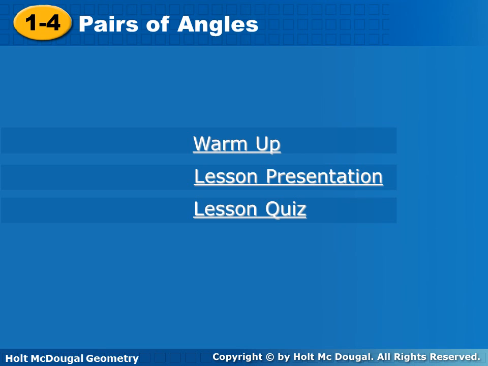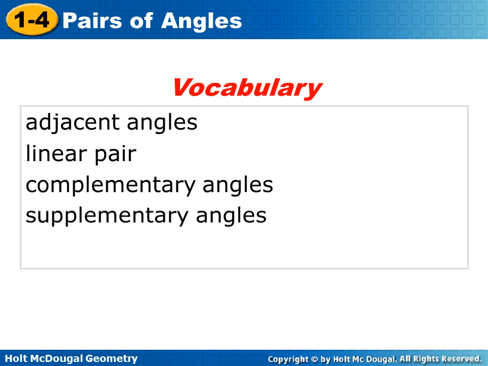Today we're going to talk about different kinds of pairs of angles. Our vocabulary for today are adjacent angles (adjacent means next to), linear pair, complementary angles, supplementary angles, and vertical angles.